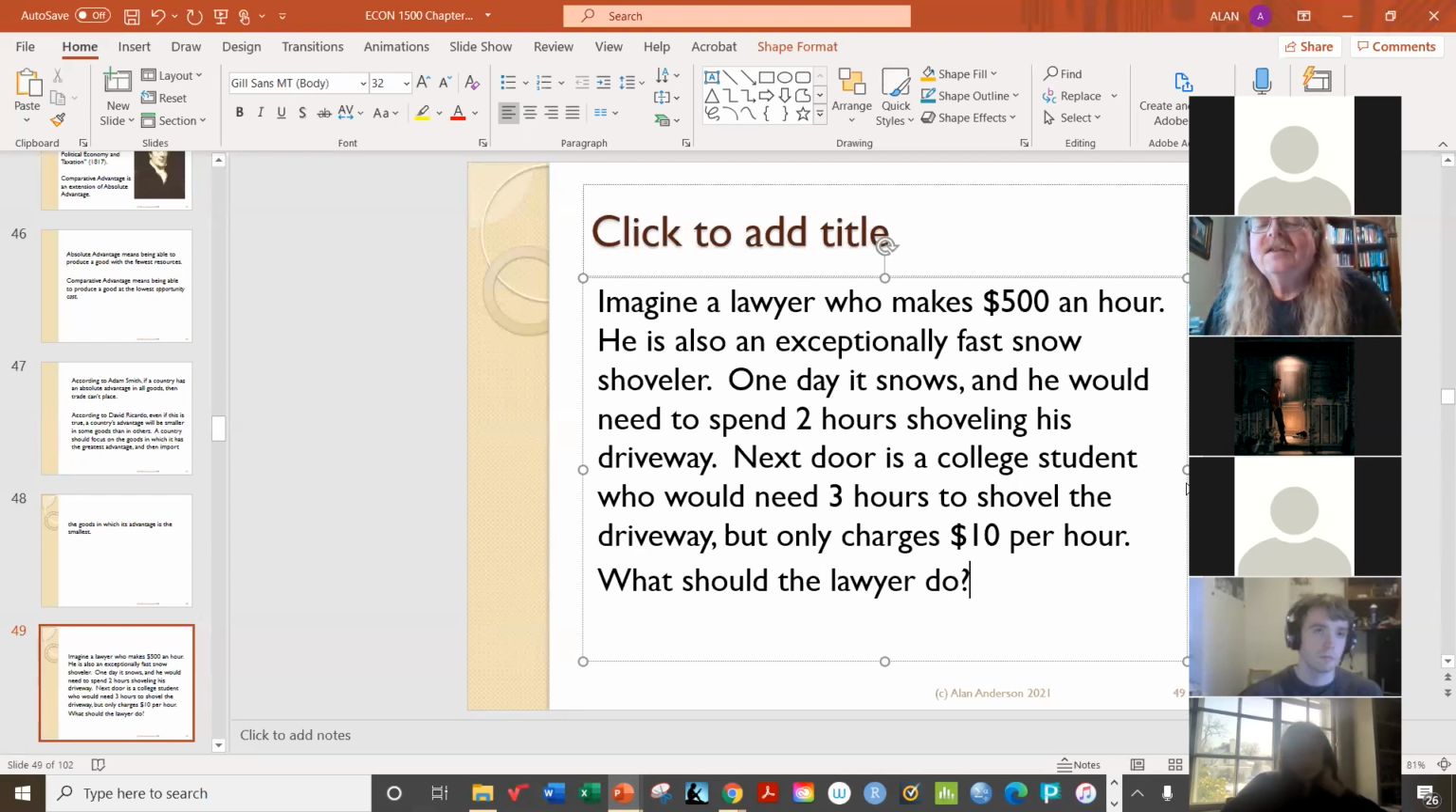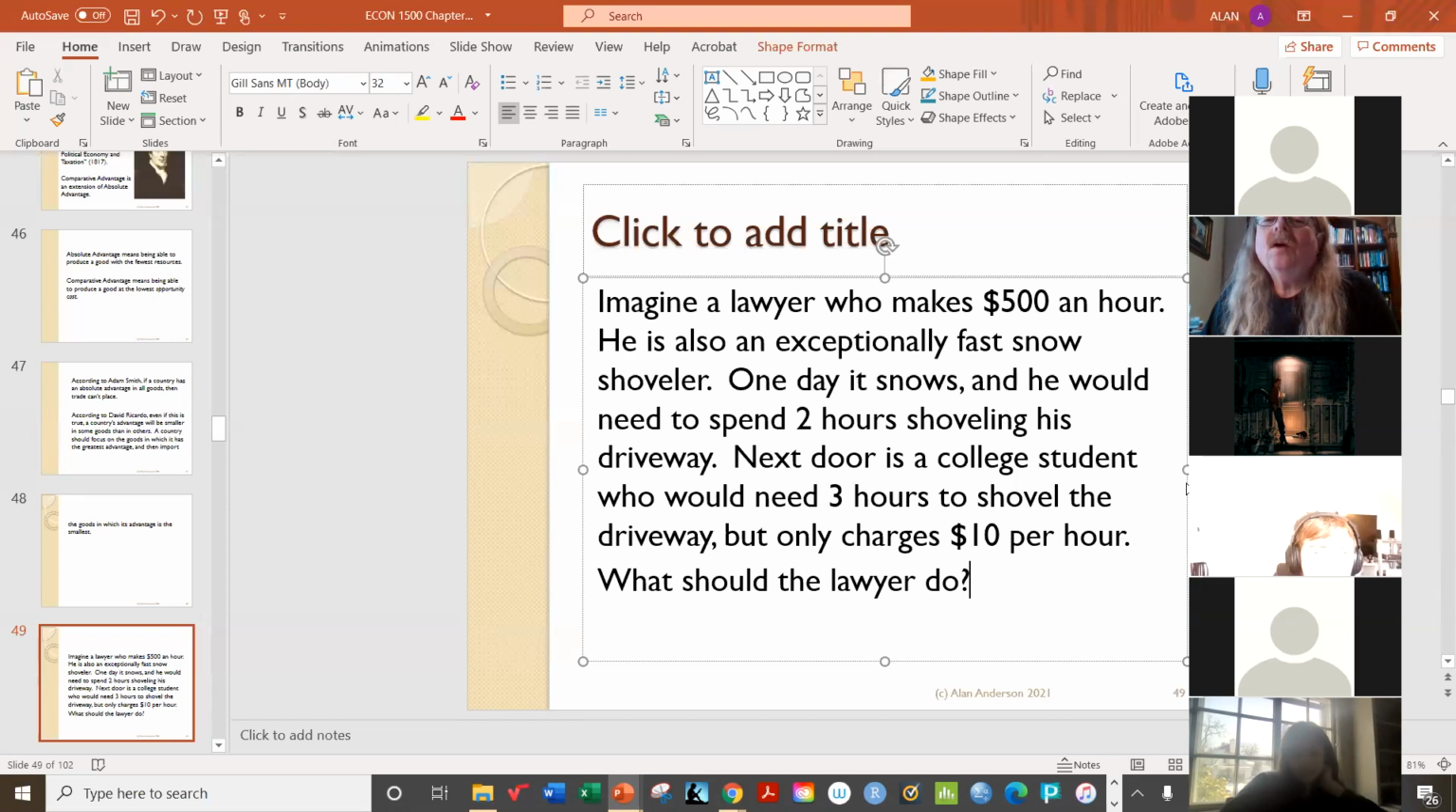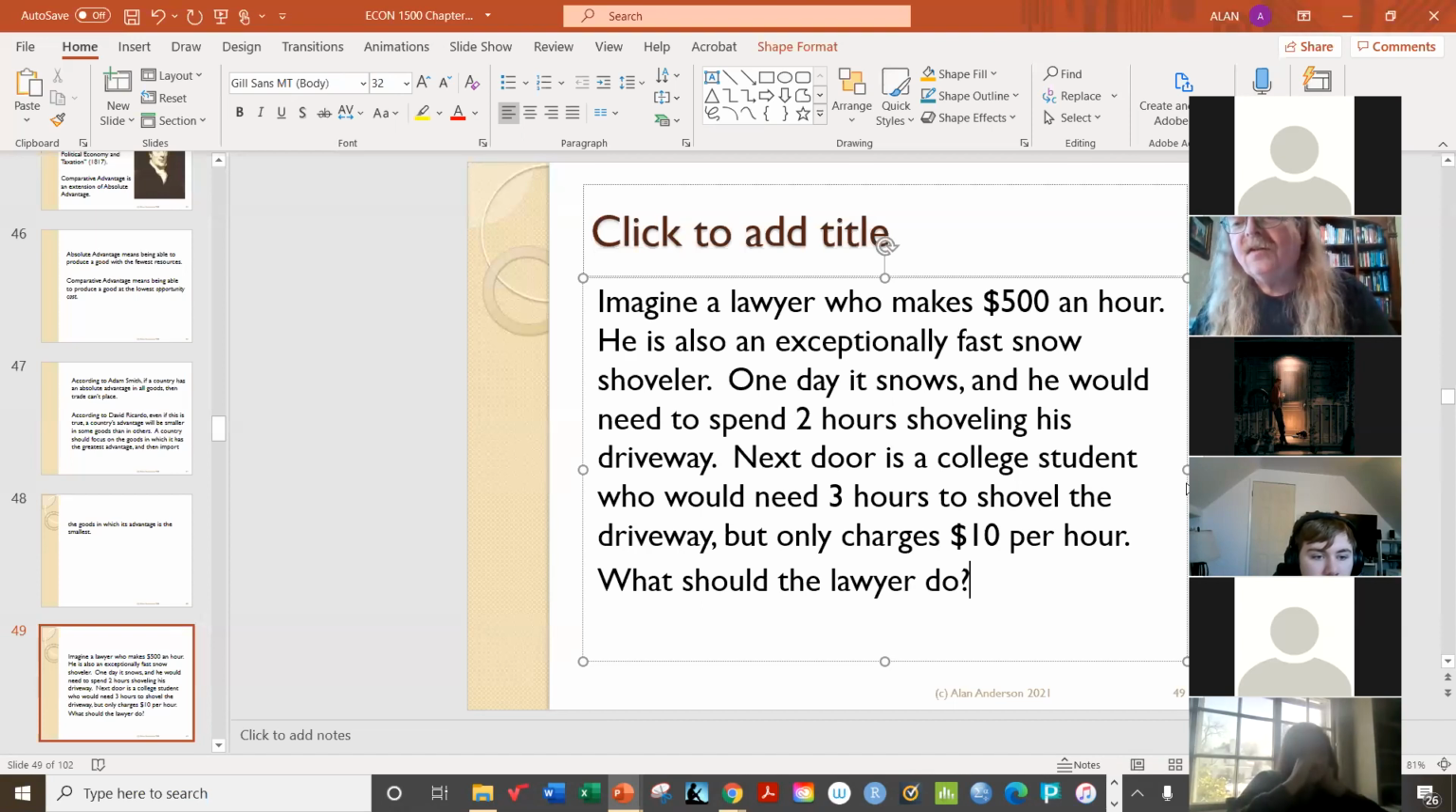Now the college student is slower at shoveling snow. So why does the lawyer want to hire that college student? Because he's making $500 an hour. In order to do it himself, he's going to lose $1,000 worth of legal work just to save $20, or in this case, $30. That doesn't make any sense. So even though the lawyer is better at both the law and shoveling, he's going to do the law himself and let the college student do the shoveling. And in that way, his revenues will go up.